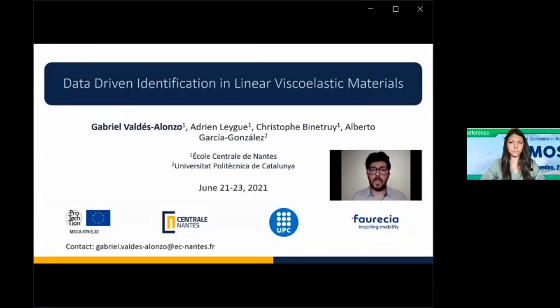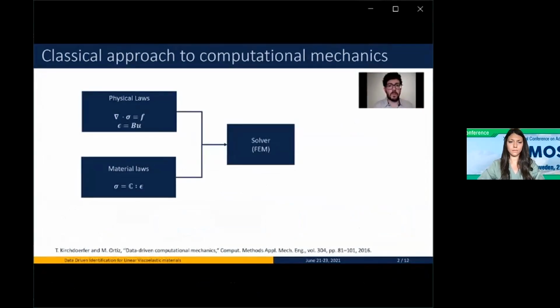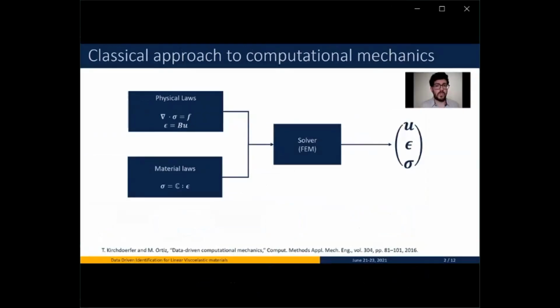Hello everyone, I'm Gabriel Valdés Alonso, and I will speak about data-driven identification and its application to viscoelastic materials. In computational mechanics, we have always relied on a combination of physical laws and material laws to solve boundary value problems. We use this concept inside of solvers, where the most popular one is the finite element method that gives us as a result the displacement in the nodes, which in turn we use to obtain strain and stresses.